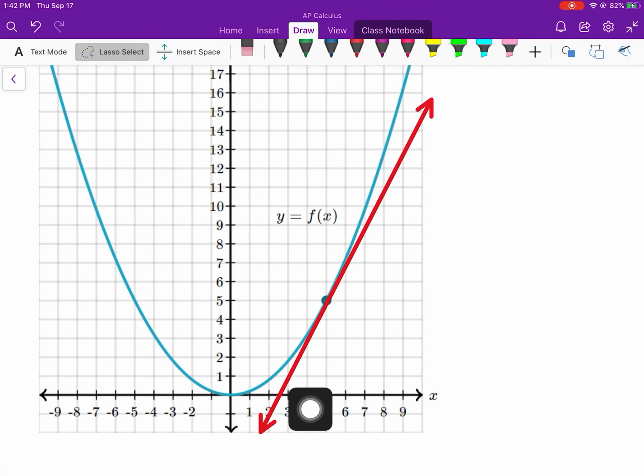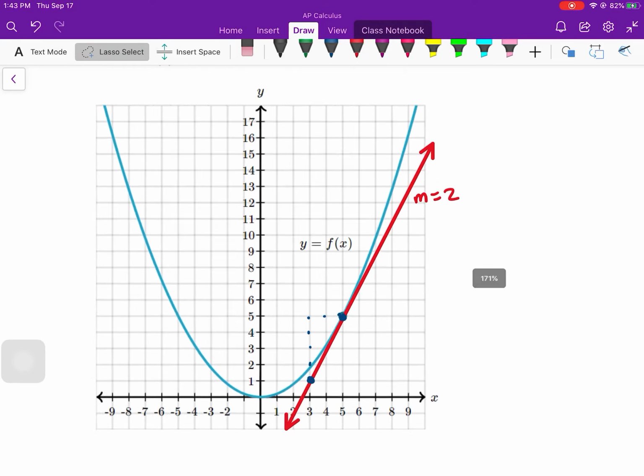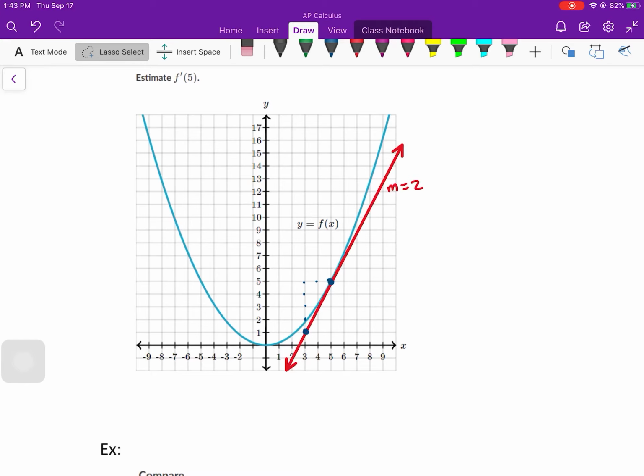So we would try to find the rise over the run of this. So it's like going up 1, 2. So here's a point right there and right there. So it's going up 1, 2, 3, 4, and over 1, 2. So it seems to have about a slope of 2 for this red line. So that's the idea. We're trying to estimate it.